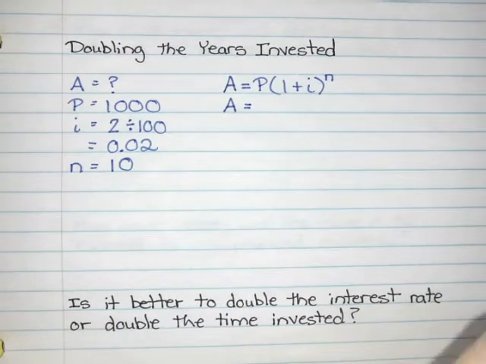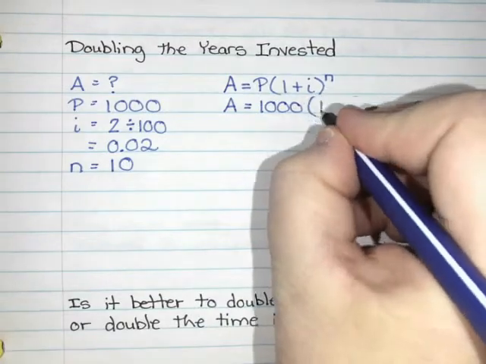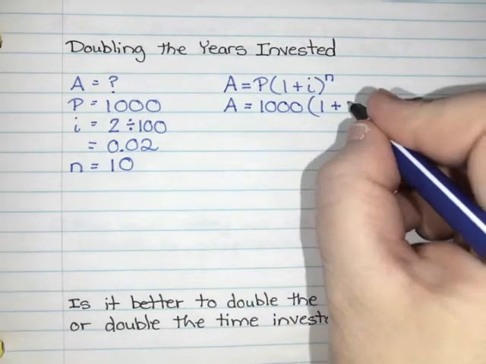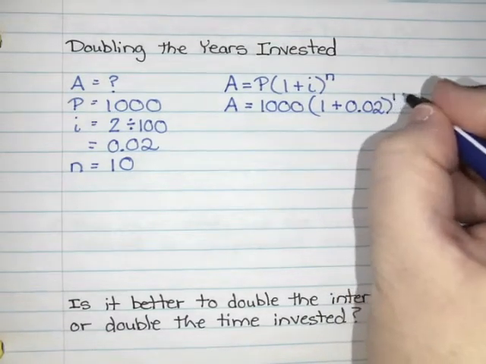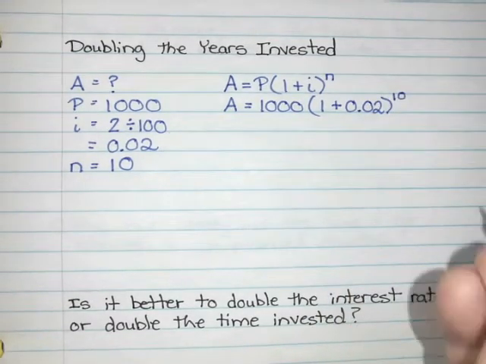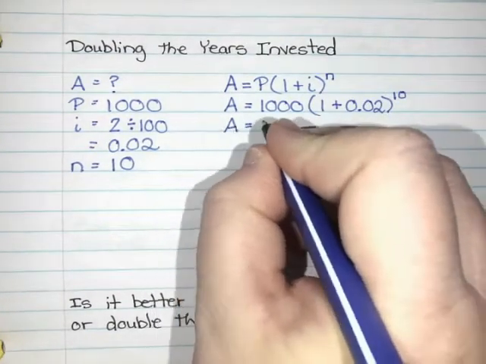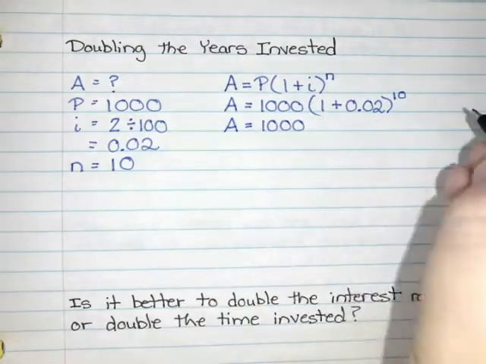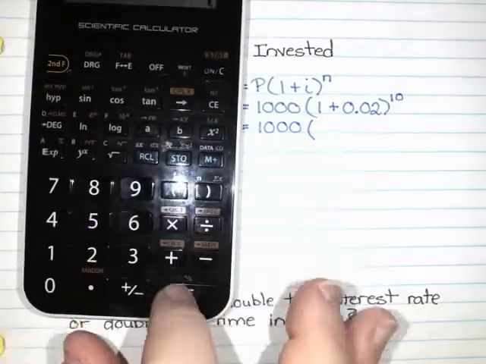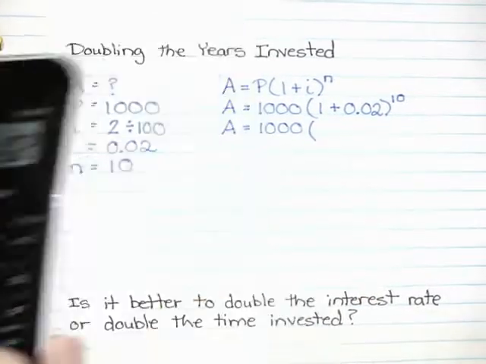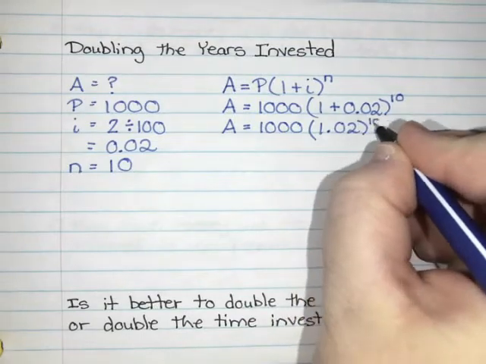So I have A equals, P is 1,000 times 1 plus i, which is 0.02. That's to the power of n, which is 10. Order of operations says we should do our brackets first. That's the B part of BEDMAS. So I have 1,000 times, I'm going to add 1 and 0.02 to get 1.02. And that is still to the power of 10.